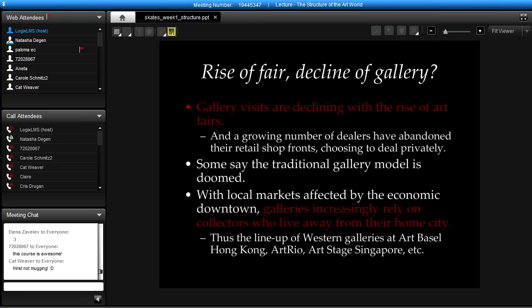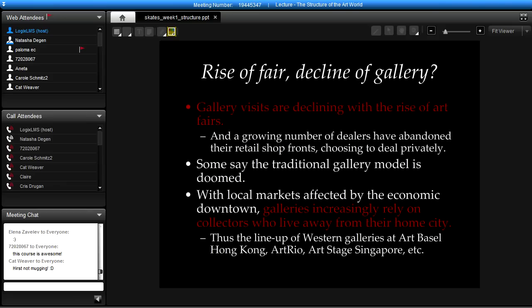whereas according to this poll of dealers, 45% of dealer sales are made through galleries. In a specific city and towards these non-traditional ways of selling art, such as art fairs or through online sales.